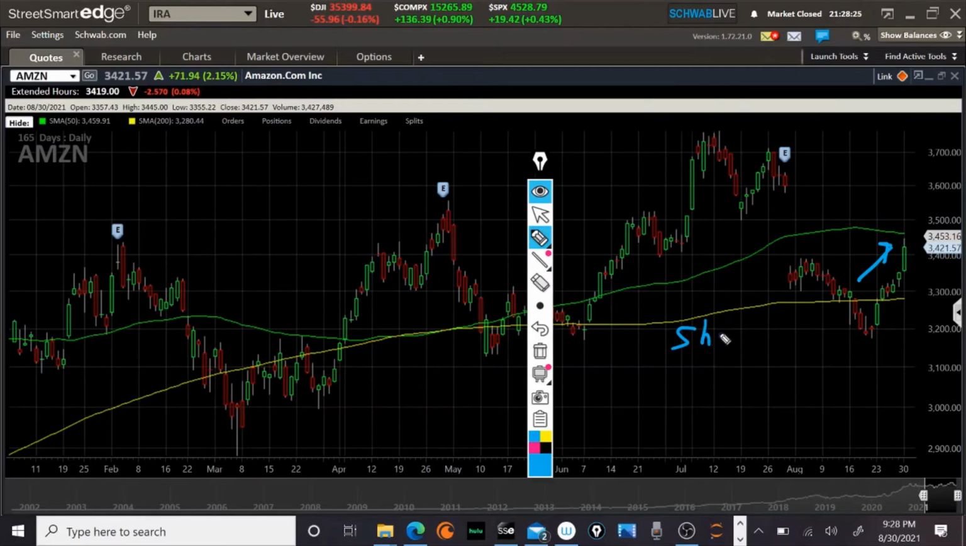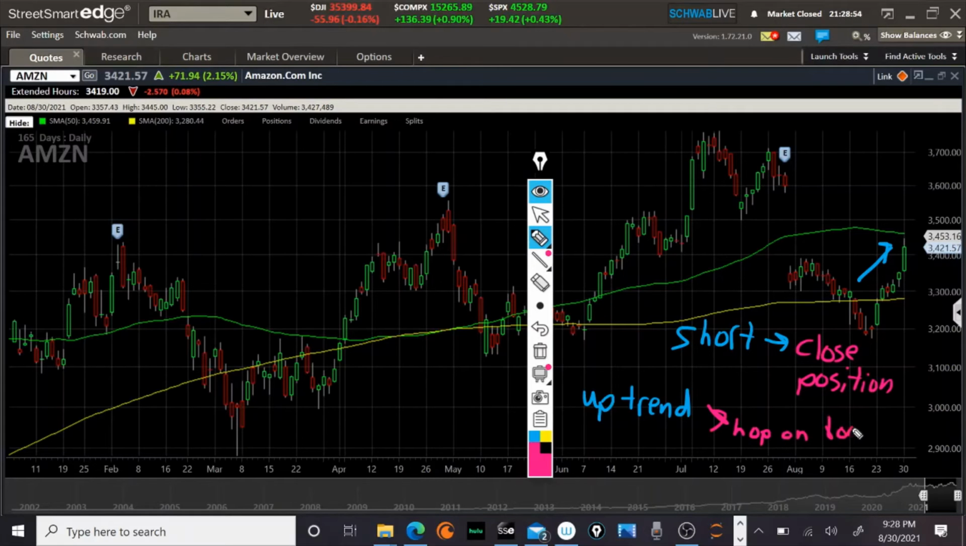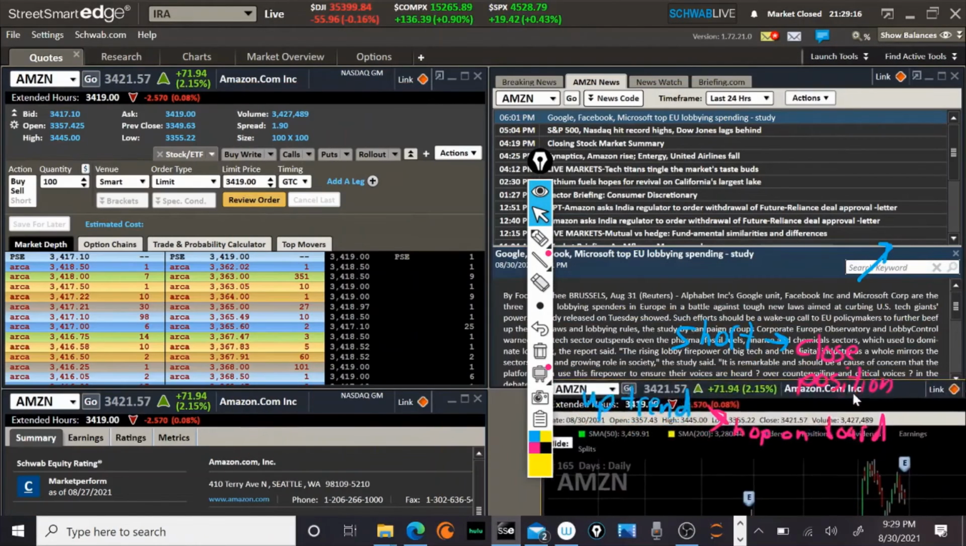Now we could use a buy stop to close a short position. So if we were short Amazon and we didn't want to lose any money or wanted to limit our losses, we could use it then to buy our shares back. Or since we see an uptrend, we can actually just hop on the trend by buying with a stop order. And so we'll do it at this 50-day simple moving average. So if it reaches that point, maybe we'll see a breakout, and we'll try to hit that breakout.